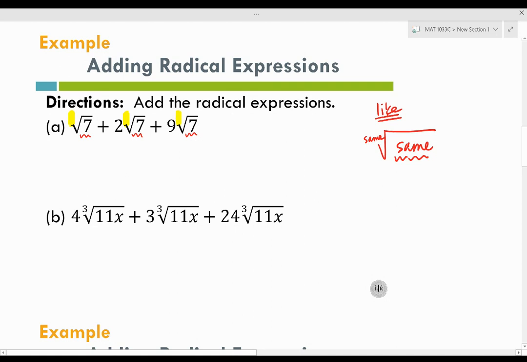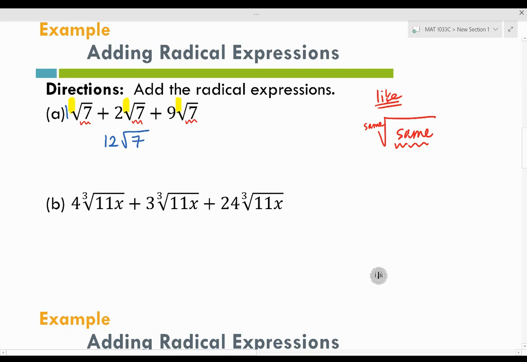When we add or subtract them, we're going to combine the coefficients on the outsides first. Here you don't see a number, it's understood to be 1. So we're going to add 1 plus 2 plus 9. 1 plus 2 is 3, and 3 plus 9 is 12. We keep the radical, which is the square root, and put the radicand back, 7. So we have 12 square root of 7. Let's look at the second problem.